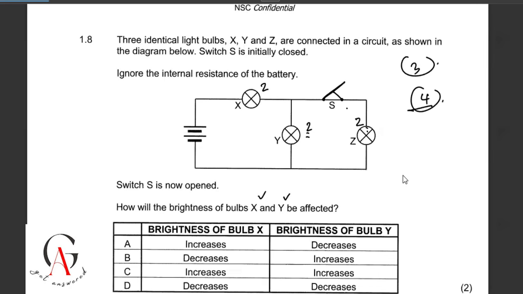Now, since the total resistance has increased, the current that is flowing is going to be limited. So X is going to decrease in brightness. And then when we look at Y and Z, initially they were sharing the brightness here. And now once we cut this off, the brightness of this one must increase. So which option do we have that favors our argument? The option we are going with is B.